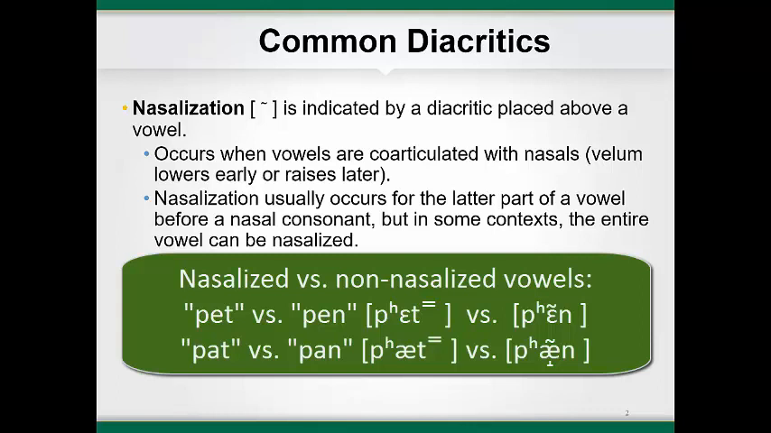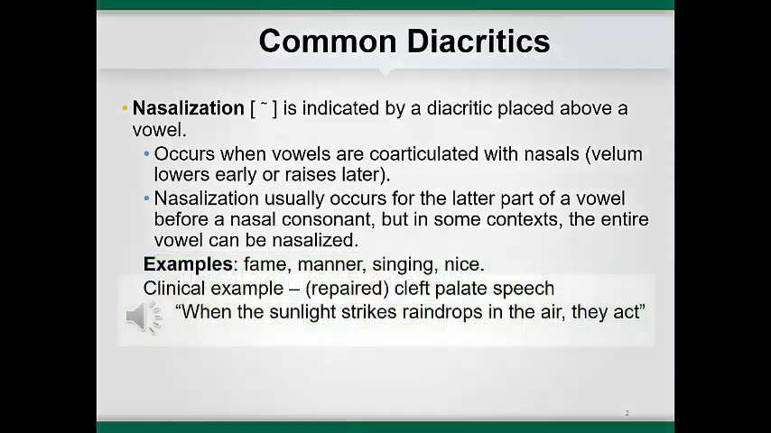In each pair, you should hear that the vowel sounds different before the nasal consonant. Notice that I also used the raising diacritic for pan. It's fine to use more than one diacritic on a symbol if that's what you hear. If two diacritics are supposed to go in the same place, you can just stack them on top of each other, or next to each other.